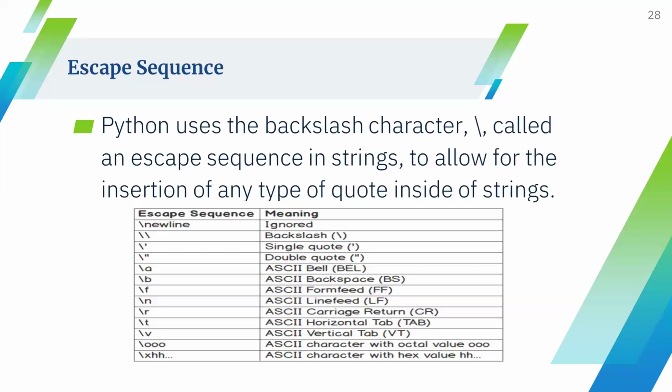Similarly, you can have double quotes. In case you want a beep sound, a bell sound, you use \a. \b is for backspace. \f is for form feed. \n is for new line. Instead of a new line, we use \n.